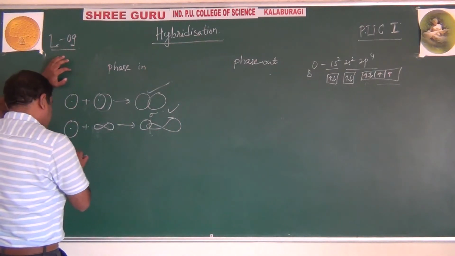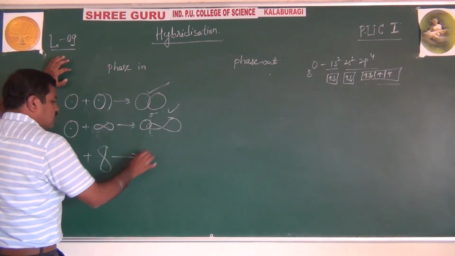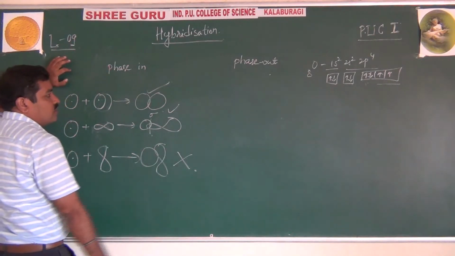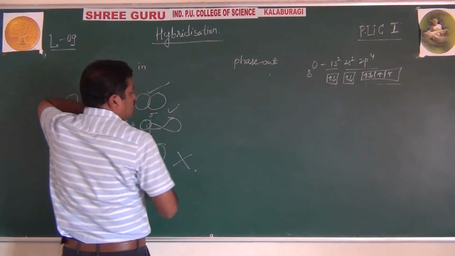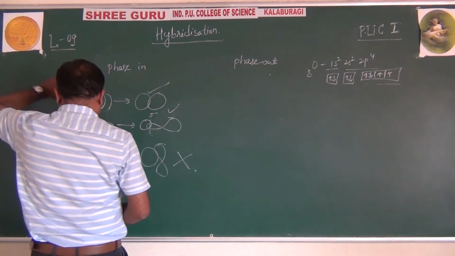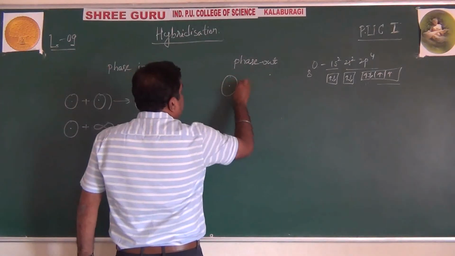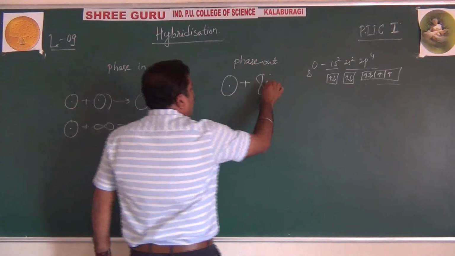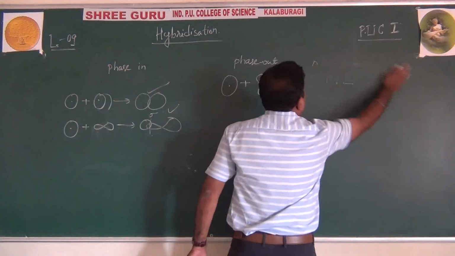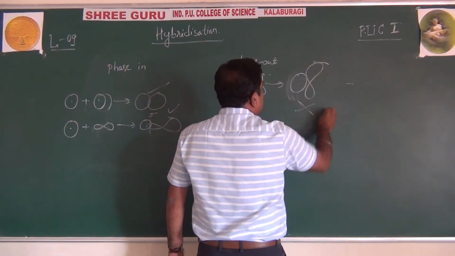But one s and one p orbital in the perpendicular orientation is called phase out. Once again, I will just draw this in phase out. One s orbital cannot overlap with the perpendicular p orbital. This is phase out.